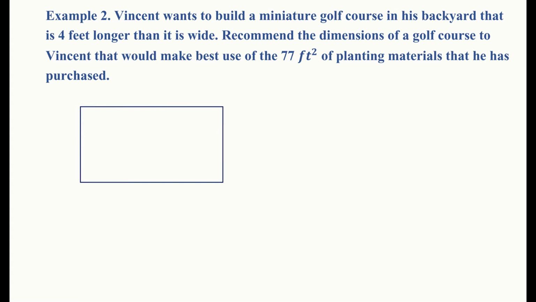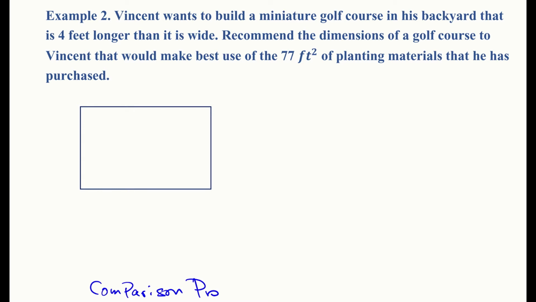So we know that he would like one side to be 4 feet longer than the other. So usually we call the longer side of a rectangle its length, and the shorter side its width, right? This is an example of a group of problems called comparison problems. Why? Because we're comparing one thing to another.